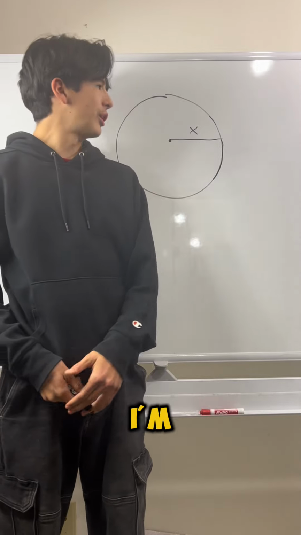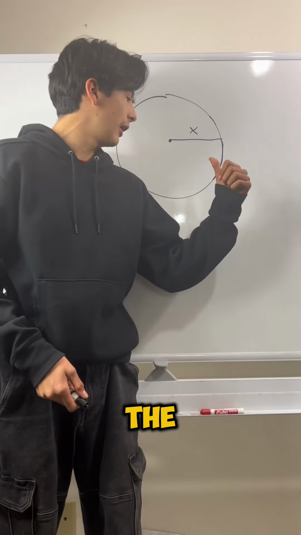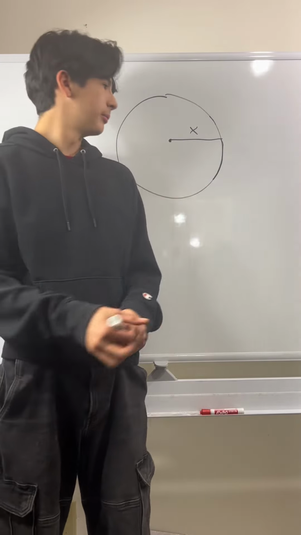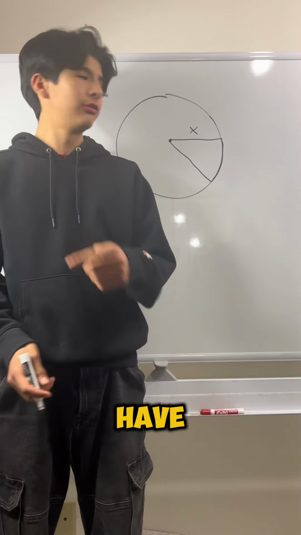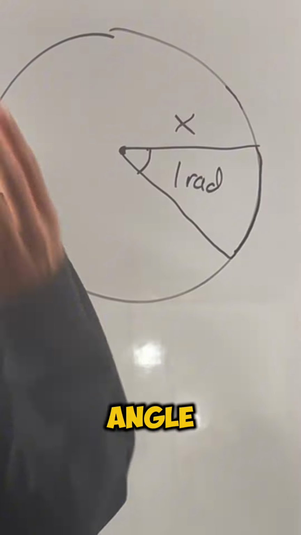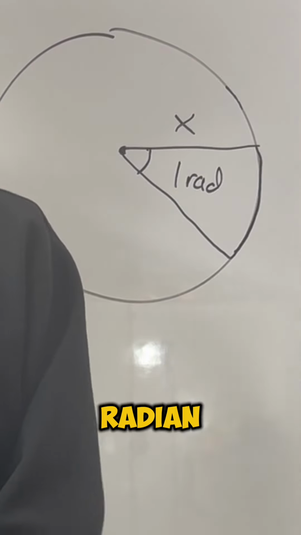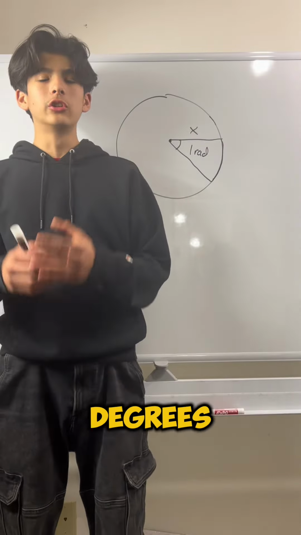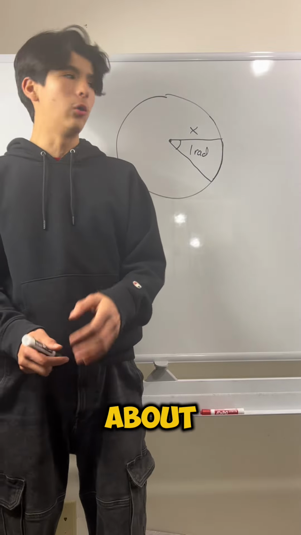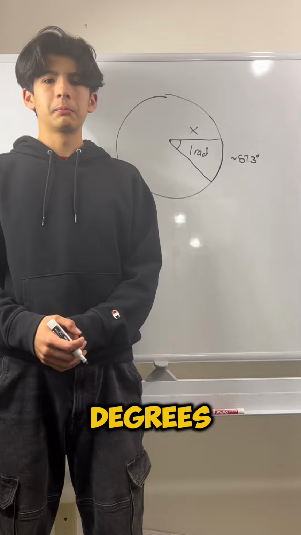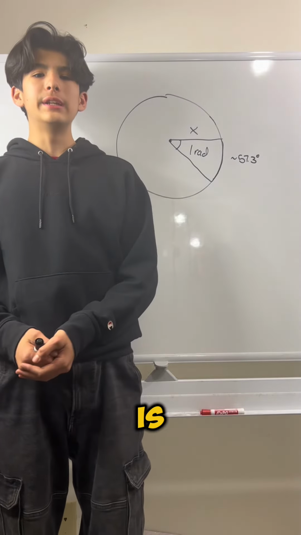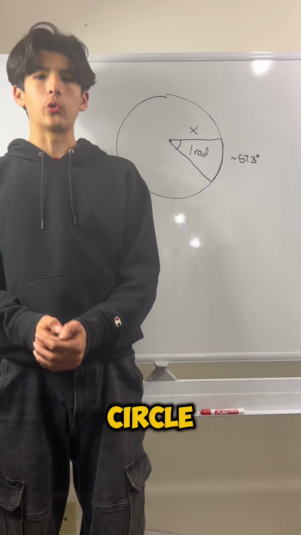Now what I'm going to do is draw another radius connecting to the end of this line. Now what you have here is an angle of 1 radian. Now, if you wanted that in degrees, 1 radian is about 57.3 degrees. Great, so now we know what a radian is, but how many of them fit in a circle?